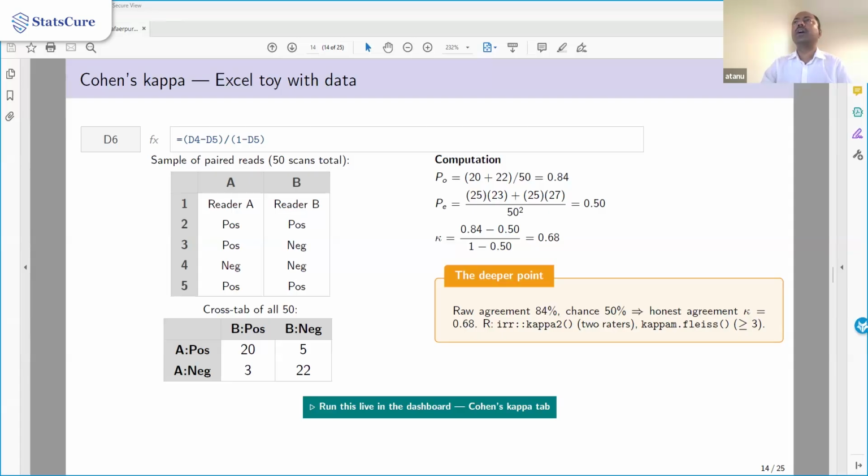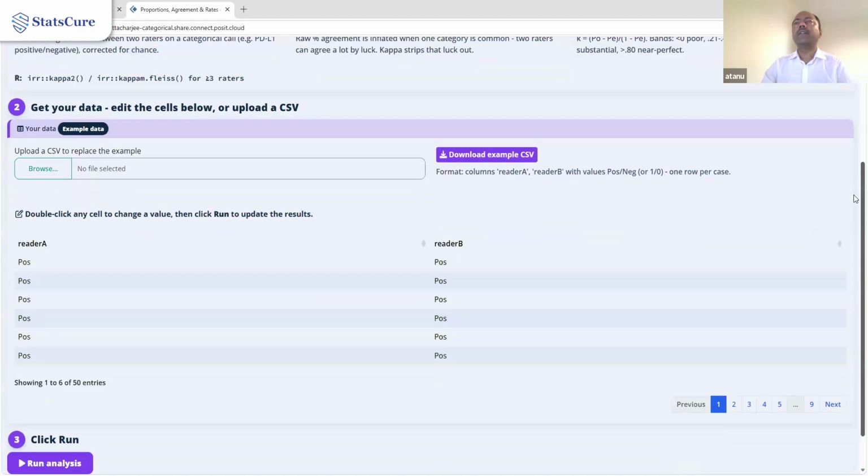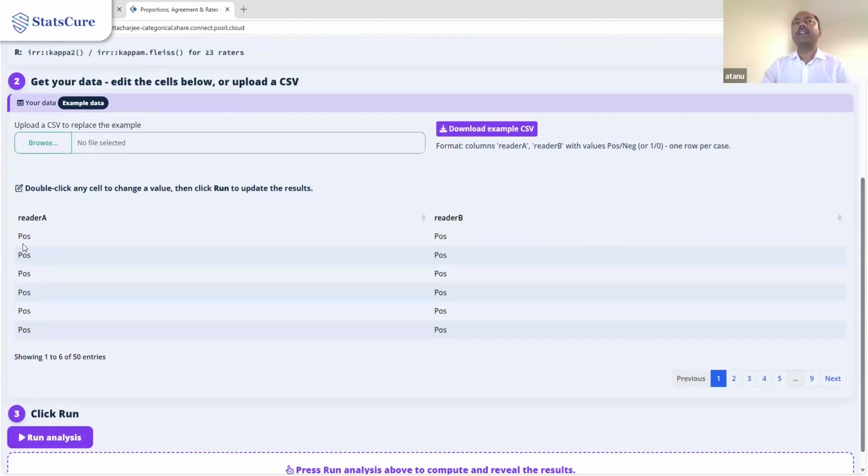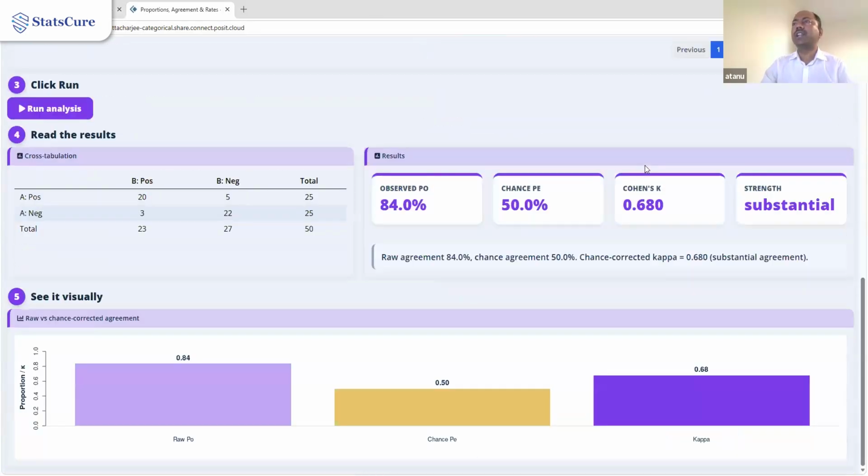Yes, so if you go here, Cohen's kappa, and then in the same way we have reader A and reader B, with positive and negative values given here. Then we are going to run the analysis. You can change that and see 20 and 25, observed agreement of 85%, chance agreement of 50%, and Cohen's kappa is going to be 0.6.